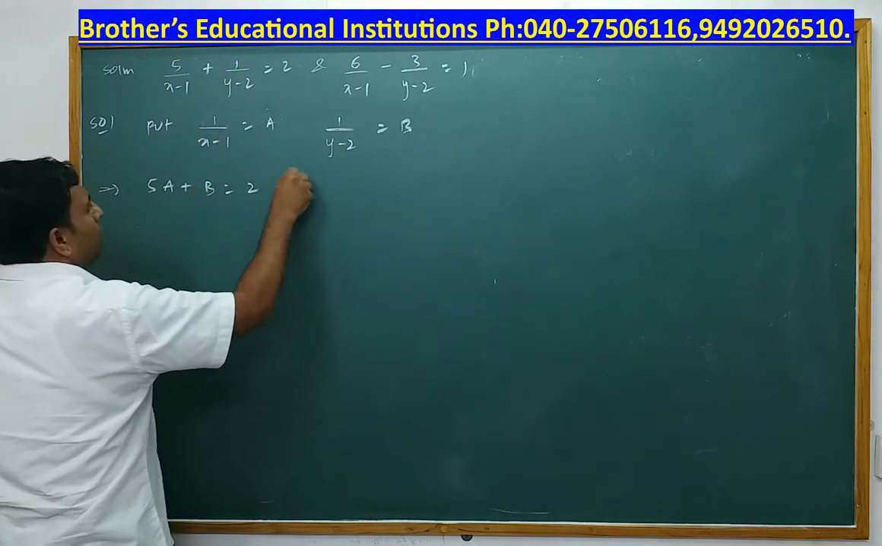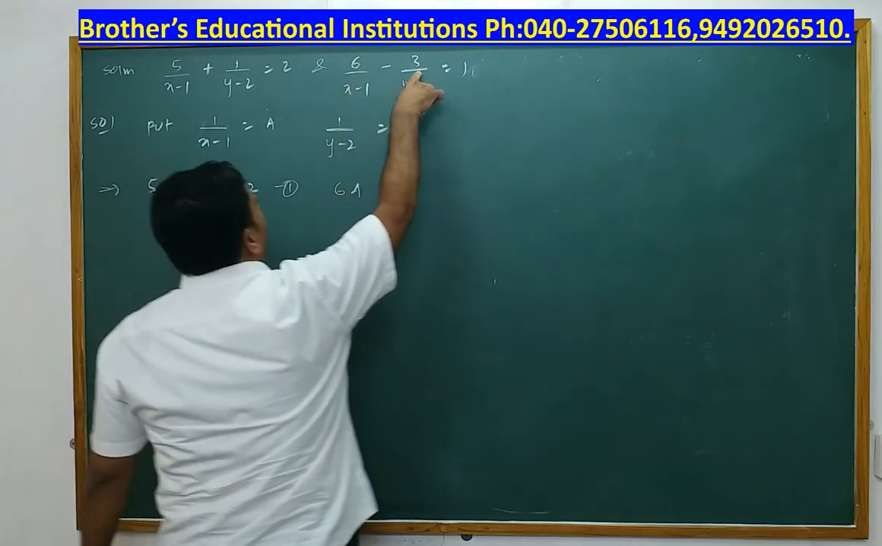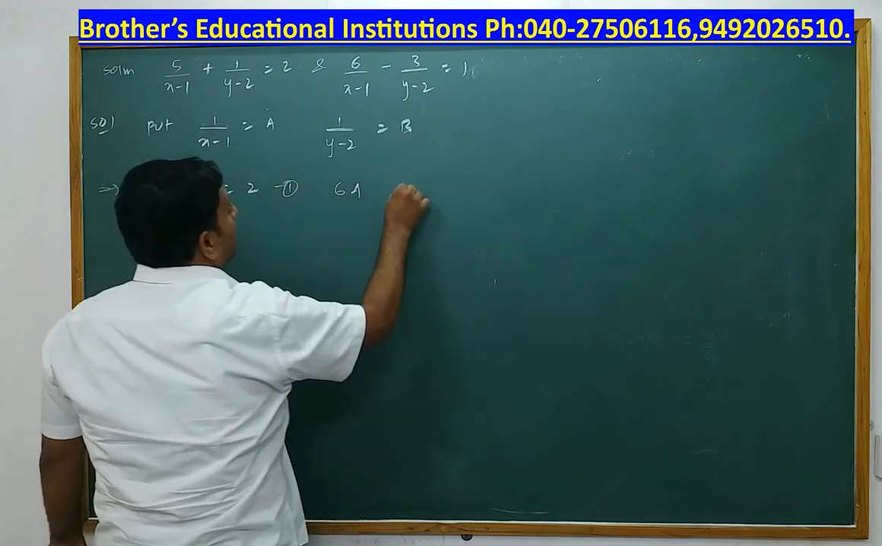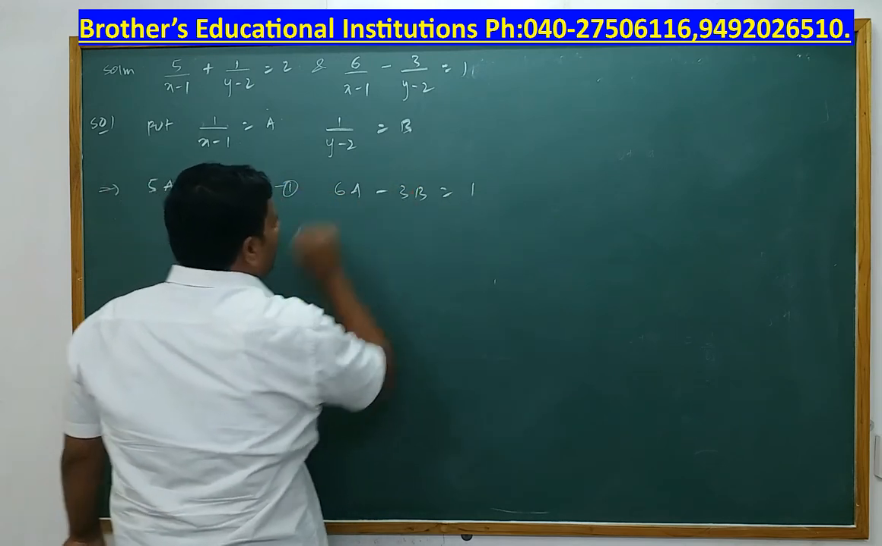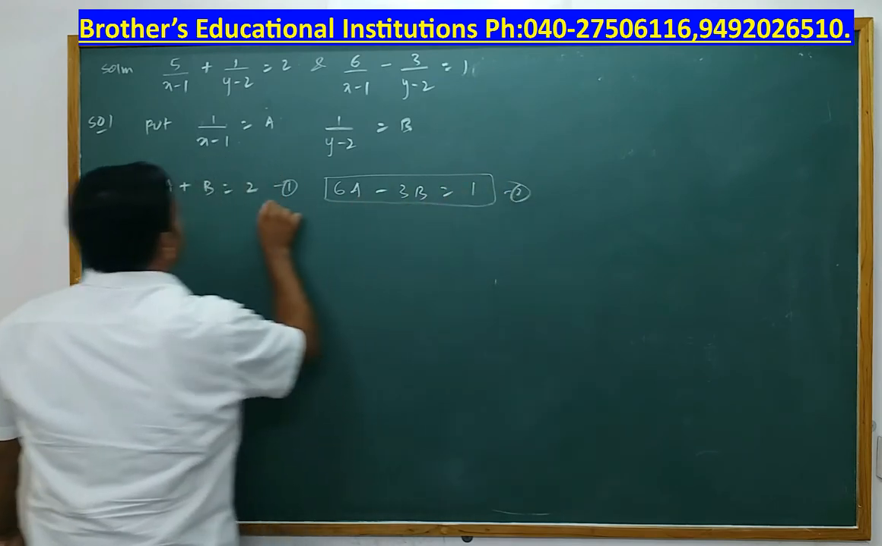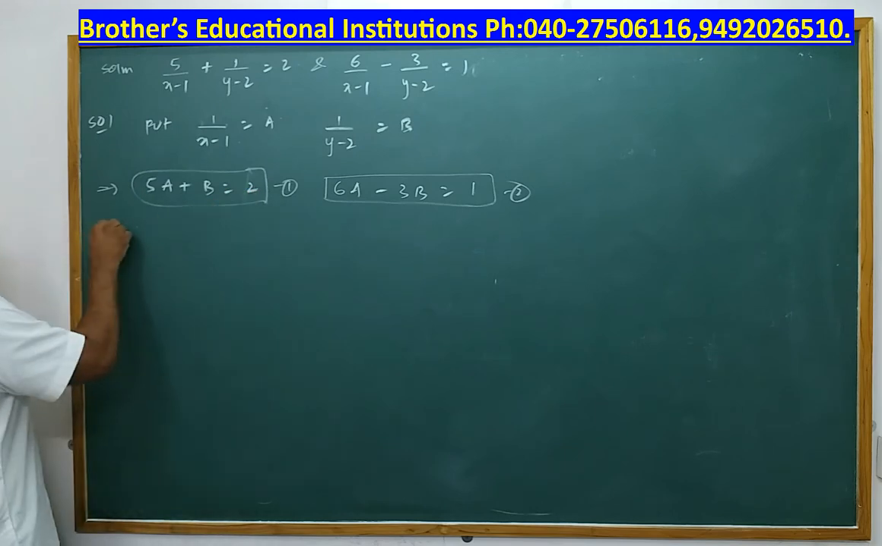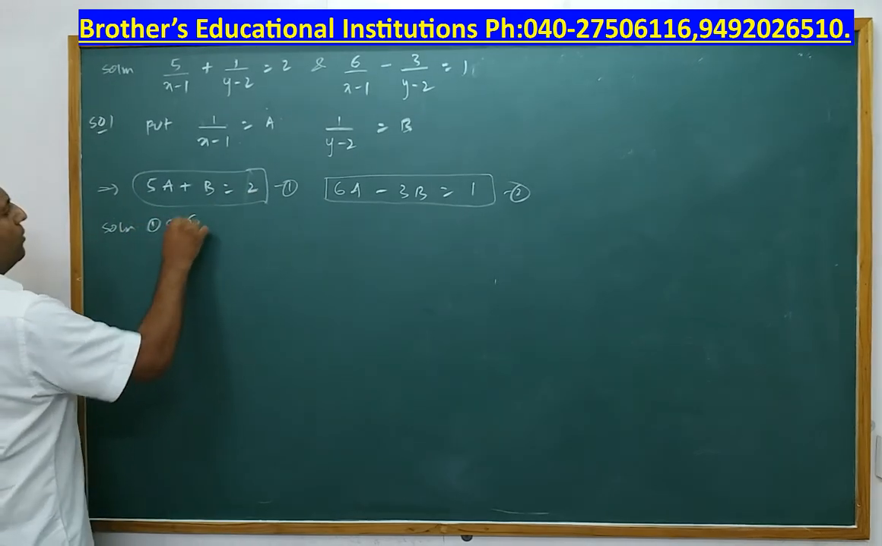I'll call this equation 1: 6a, 1 by x minus 1, followed by 3 into 1 by y minus 2. So it is 6a minus 3b is equal to 1, with a minus sign in between. I have this as equation number 2. This is equation number 1. Now I have to solve 1 and 2.